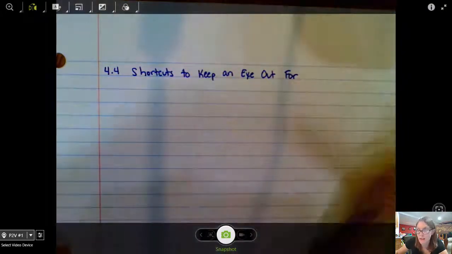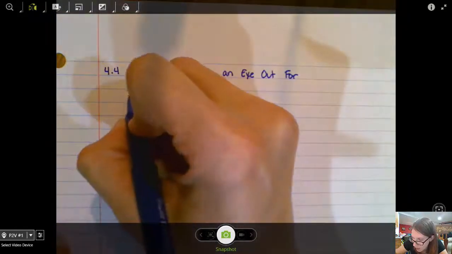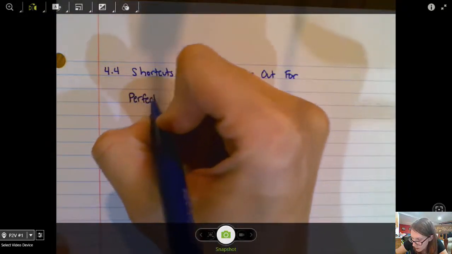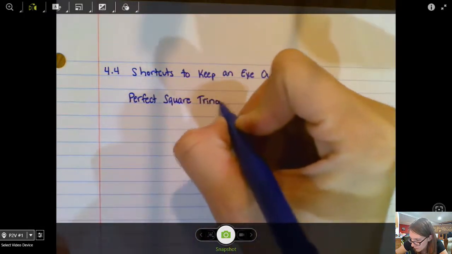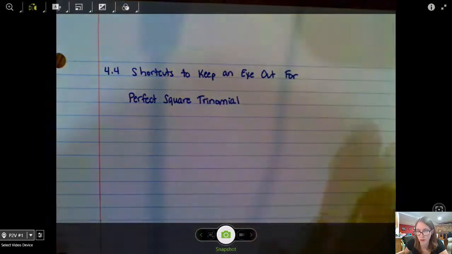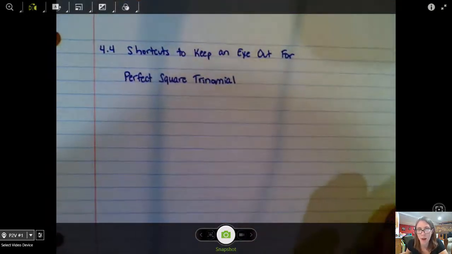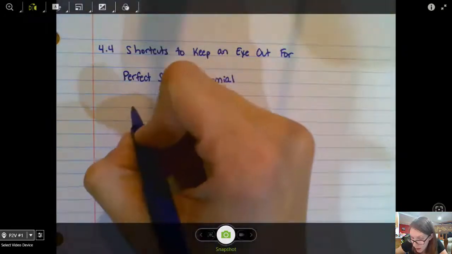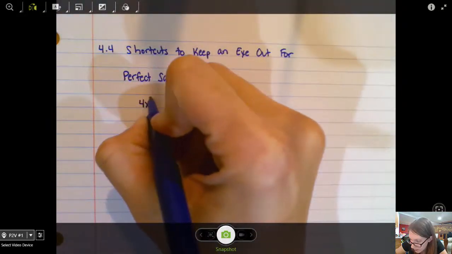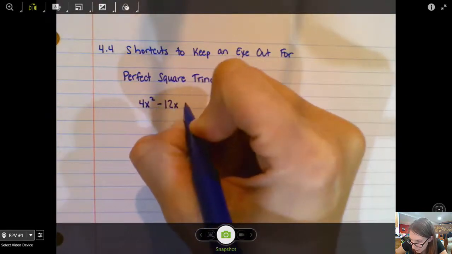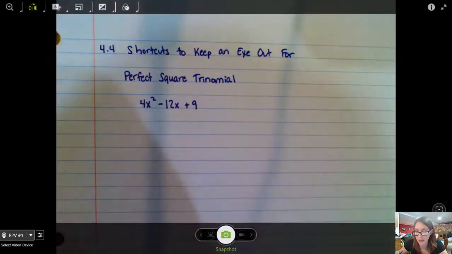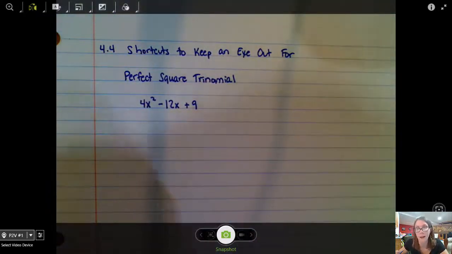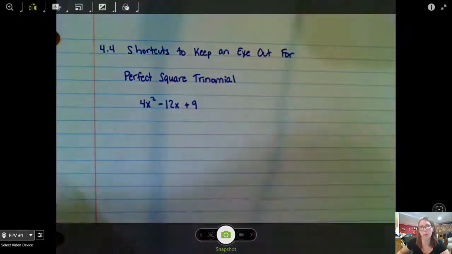My first shortcut to keep an eye out for that we're going to see in this video is called a perfect square trinomial. My example of a perfect square trinomial is 4x squared minus 12x plus 9. This is a perfect square trinomial, and I'll show you in a second how this is going to end up factoring. But before that, what does that mean?